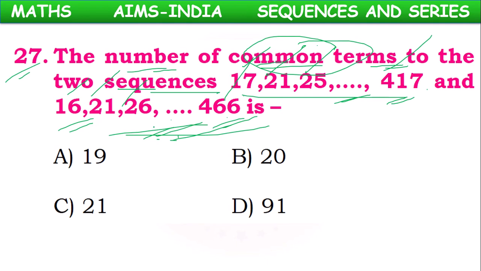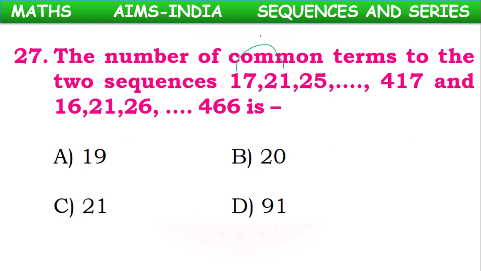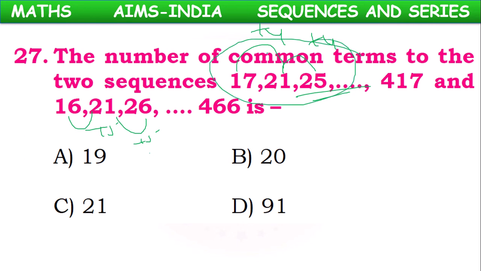If you observe here, 17 plus 4 is 21, 21 plus 4 is 25. We are adding 4 here. But here 16 plus 5 is 21, 21 plus 5 is 26. Here 4 is added for every term, and here 5 is added to form the next term. This means the first common term is 21.